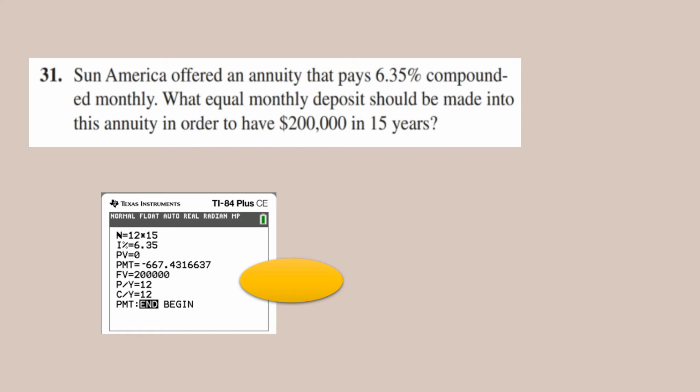So if we move our cursor to payment and calculate, we find the answer, which is $667.43. You can either use the formula for the future value, which is payment times (1 plus i) to the n minus 1, divided by i. Instead, you can also use your graphing calculator like this.